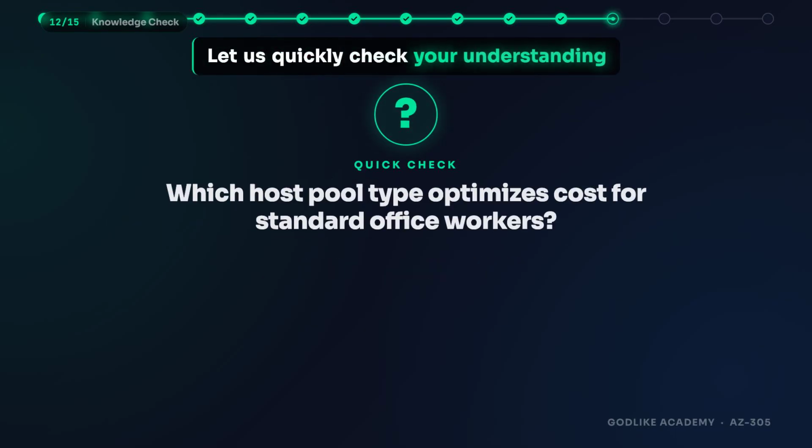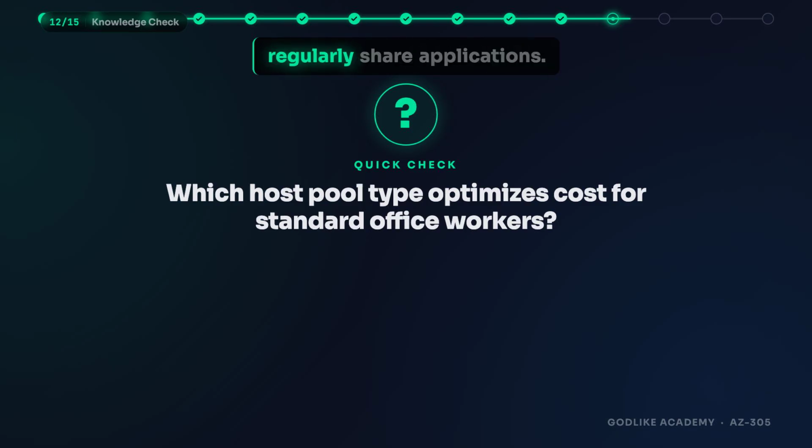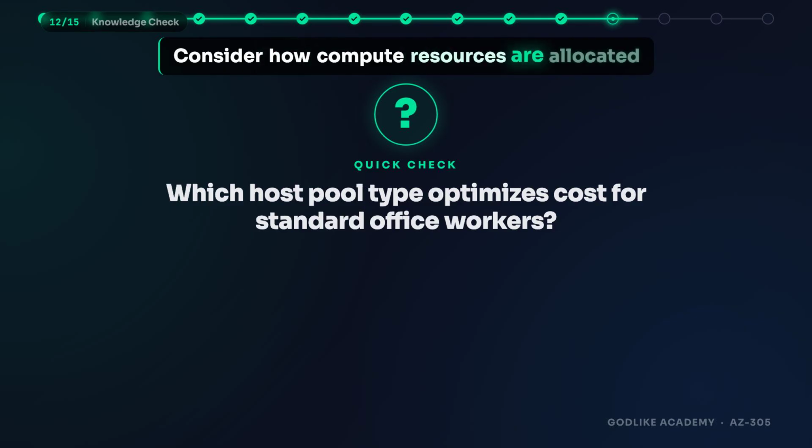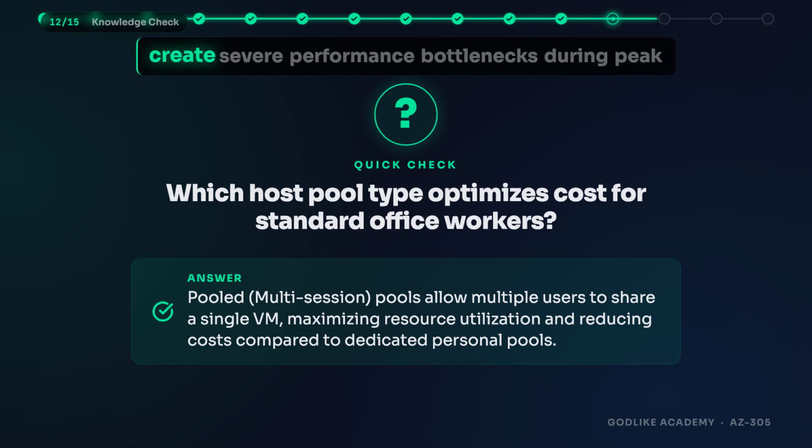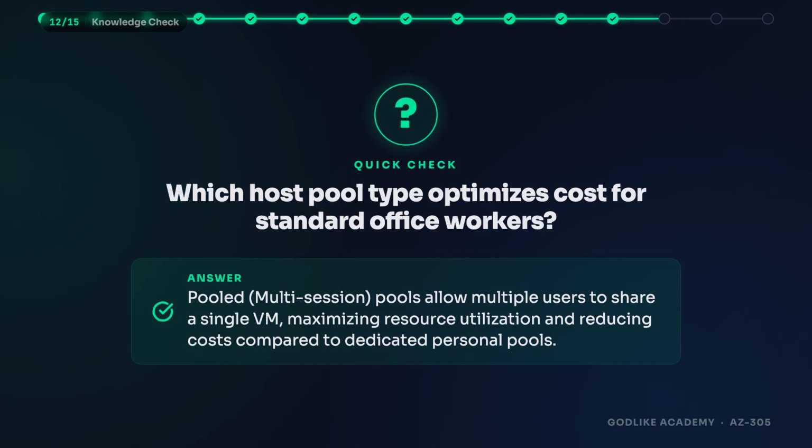Let us quickly check your understanding of core design principles. Which host pool type delivers the most cost-effective solution for standard office workers who regularly share applications? Consider how compute resources are allocated and how user density impacts overall licensing expenses. Selecting the wrong model will either waste budget on idle capacity or create severe performance bottlenecks during peak usage windows.